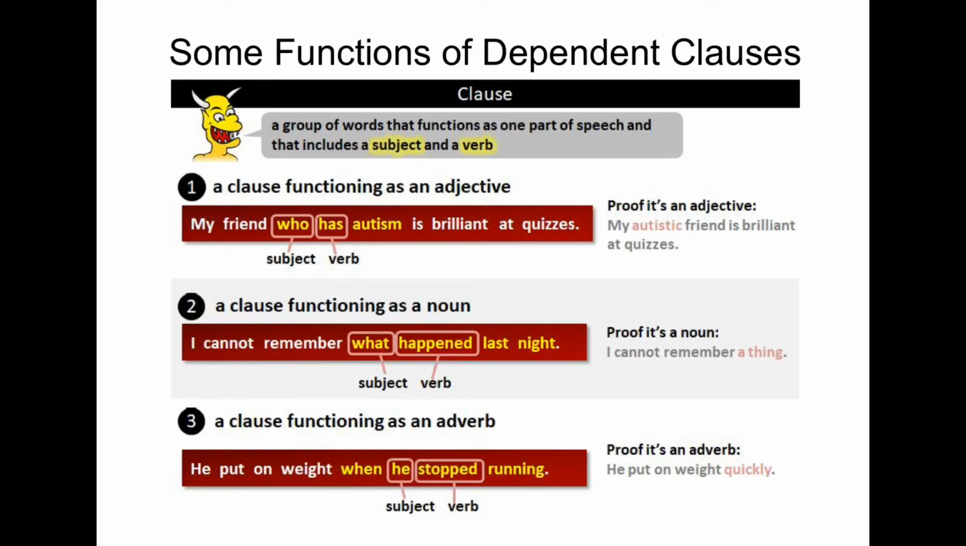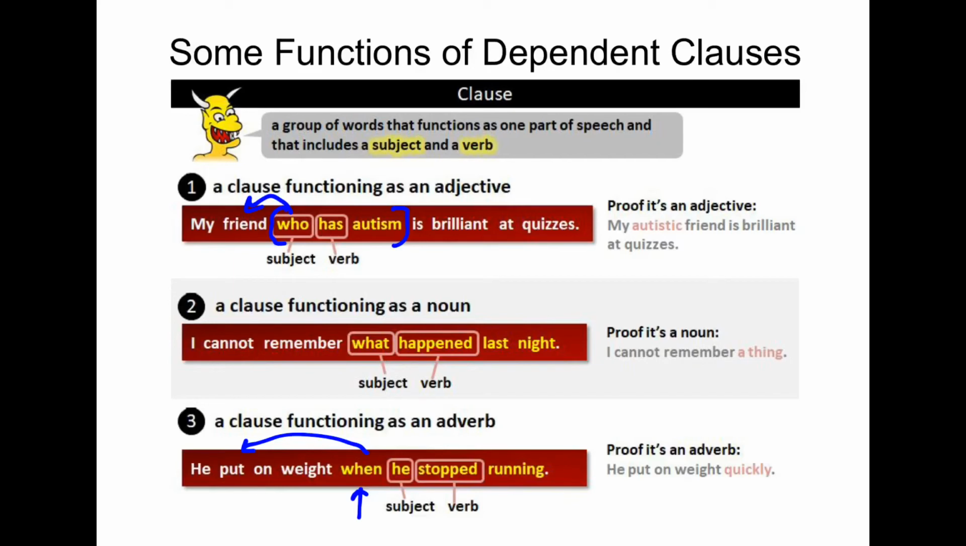Dependent clauses can function in different ways. In this first example, we have the relative pronoun who, and that whole clause is describing the noun in front of it. It's giving you information about that friend. In the third example here, we have a subordinating conjunction, when, and this whole clause is modifying the verb, put.